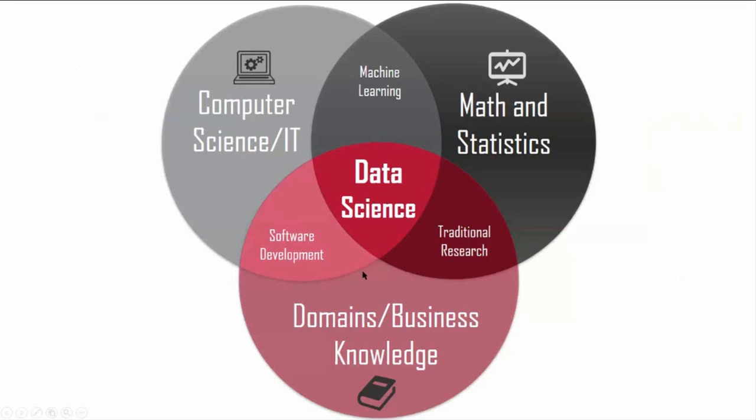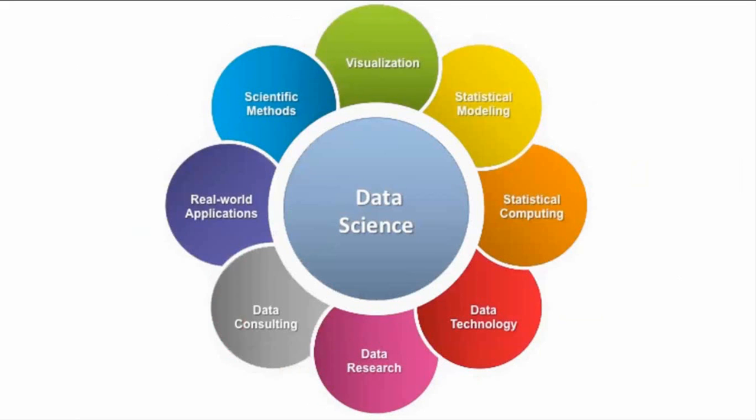Data science is a discipline between math and statistics, computer science, and domain knowledge. Domain knowledge is very important because if you don't know about the ecosystem of the taxis or cars, you cannot have a good system in data science to help it. But you need to combine all three different disciplines. So data science needs to have the real-world application, data consulting, data research, data technology, statistical computing, statistical modeling, visualization, and scientific methods. It is a new discipline.